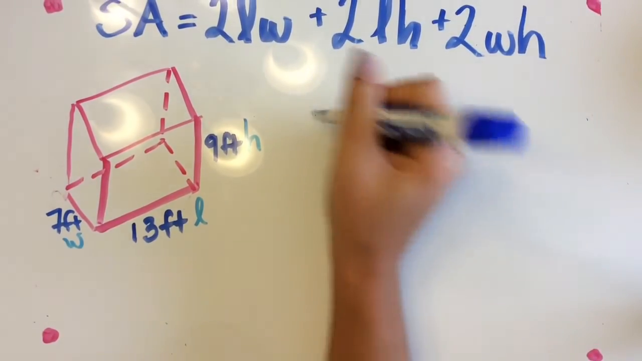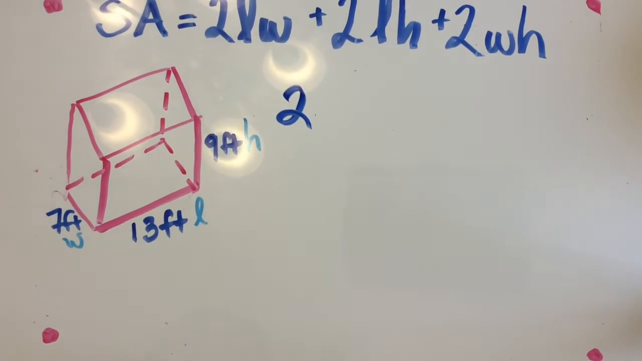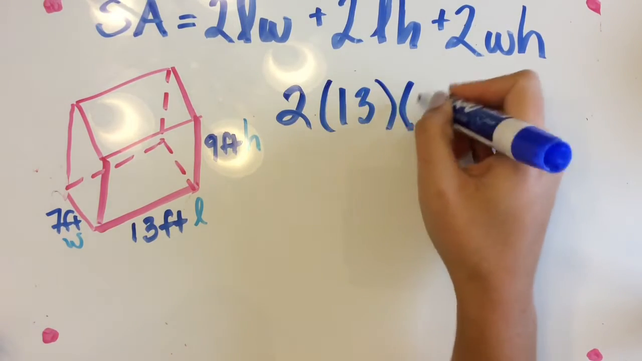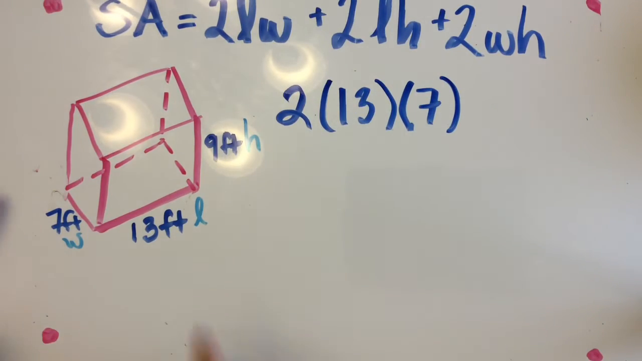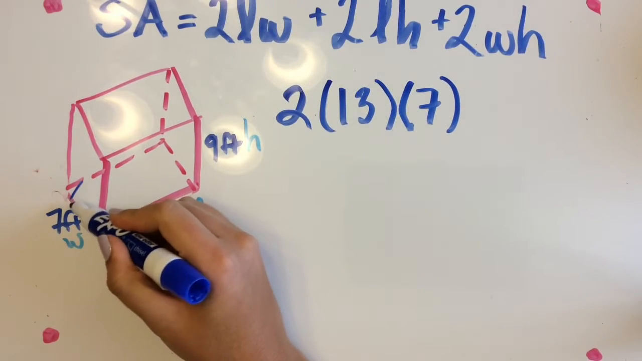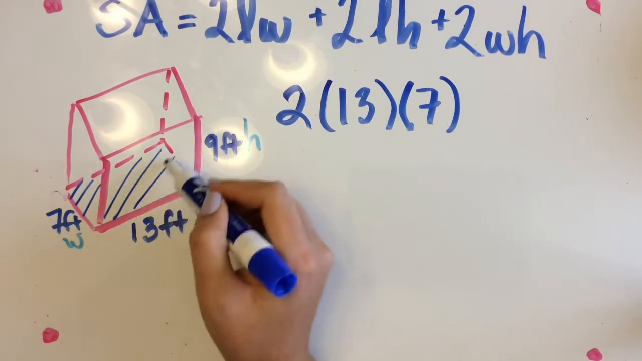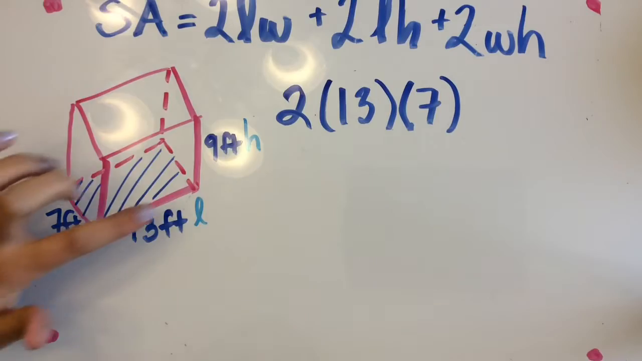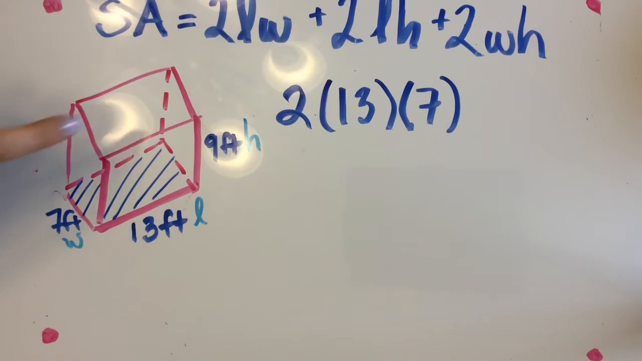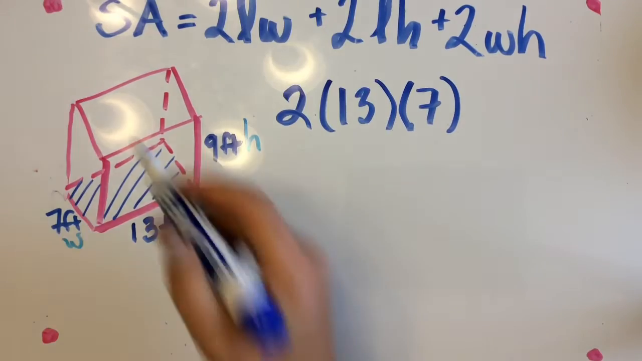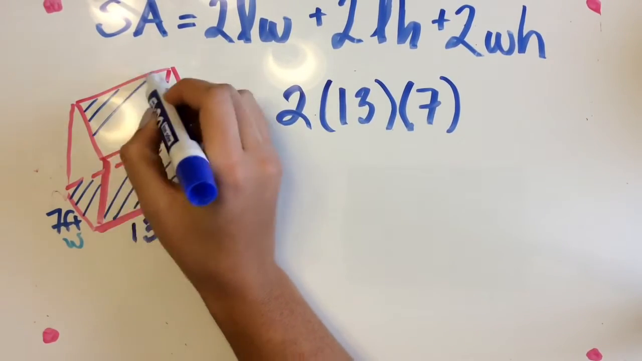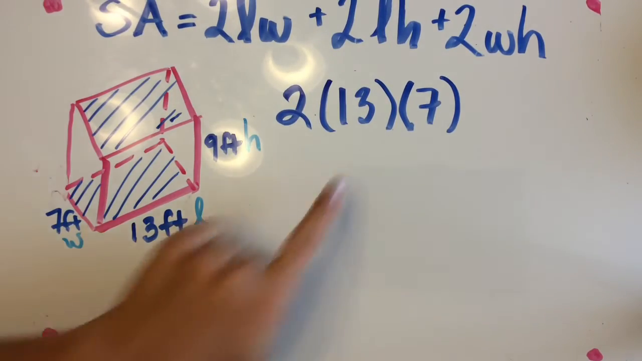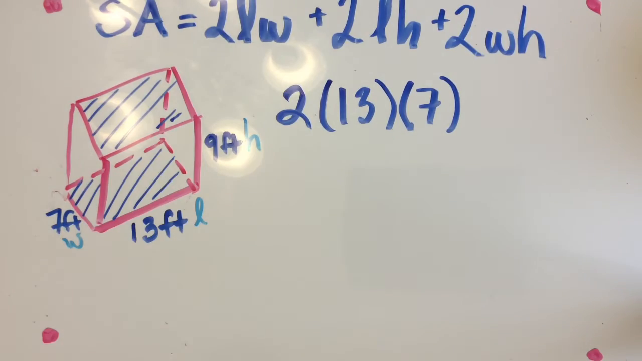So I'm going to take 2 and multiply it by my length and width. My length is 13 and my width is 7. I'm just going to shade in the part that I'm multiplying. If I'm multiplying my length times my width, I'm finding the area of that bottom base. If I'm doubling that product, I am finding not only the area of my base, but also the area of the opposite side, this top part, because it has the same area. So the top and bottom are the same. That's why I multiply my length times width by 2.